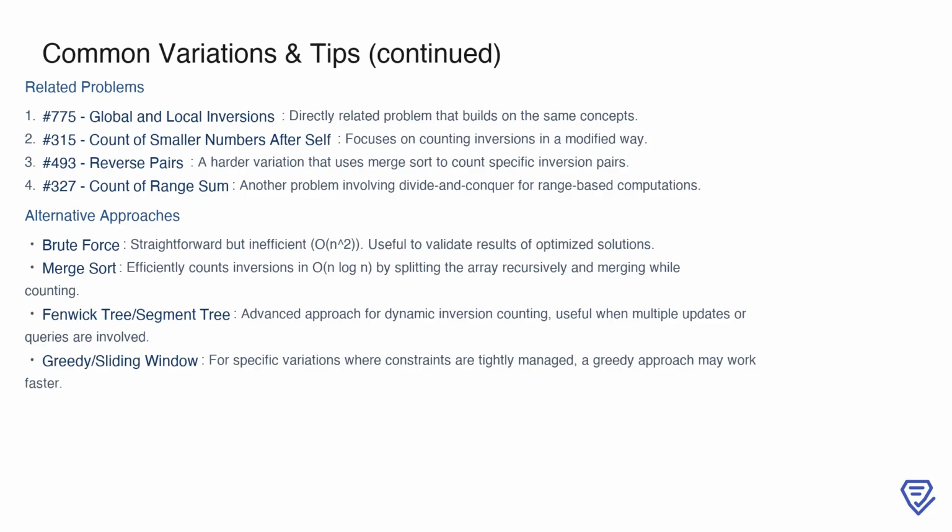When it comes to solving these problems, you have multiple approaches at your disposal. Brute force, though inefficient with O(n²) complexity, is useful for validating results from optimized solutions. Merge sort is a powerful alternative for inversion counting, reducing the time complexity to O(n log n) by recursively splitting and merging subarrays while counting. For dynamic inversion counting, data structures like Fenwick trees or segment trees provide efficient updates and queries. Lastly, for some constrained variations, a greedy or sliding window approach may be the fastest option. Choosing the right method depends on the specific constraints and requirements of the problem at hand.